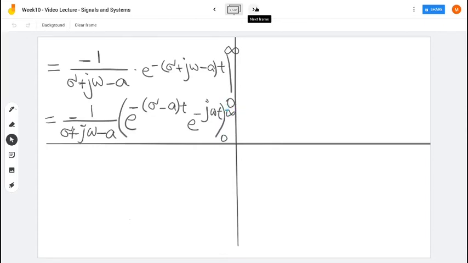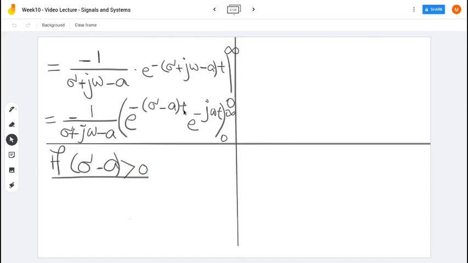So e to the power minus j omega t, using Euler's equation, we know that this term will be cosine plus j sine. It's kind of an oscillating part of the function. But the problem actually here will be with the term e to the minus (sigma minus a) times t. So if sigma minus a is a positive number, is larger than 0.